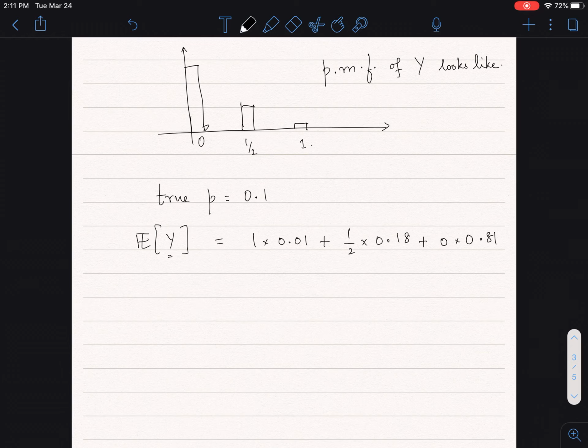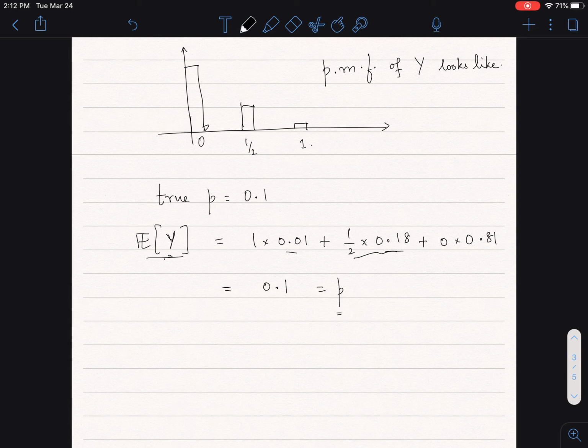Now what is this quantity? Lo and behold, you end up with the value of 0.1, because this is 0.01, this is 0.09, so this times this is 0.09. So this ends up being 0.1, which is actually equal to p. So in expectation, this Y is actually a pretty good estimator, right? The expectation of this estimator turns out to be the right value, which is p.